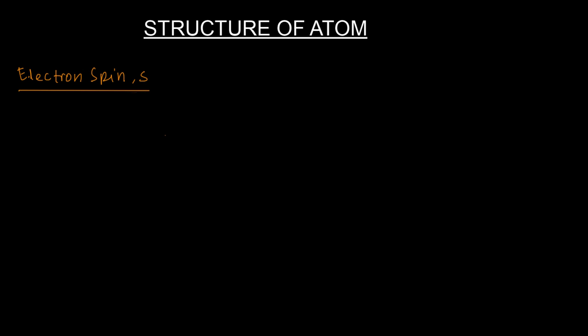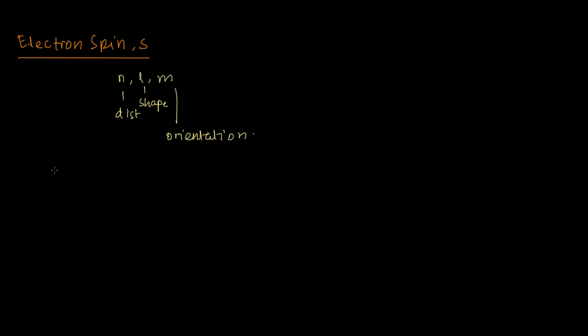We saw that the quantum numbers N and L and M define basically the distance, the shape and the orientation of the orbitals, right? But together they were not able to explain certain phenomena in multi-electron atoms. That is the phenomena of closely spaced line spectra.